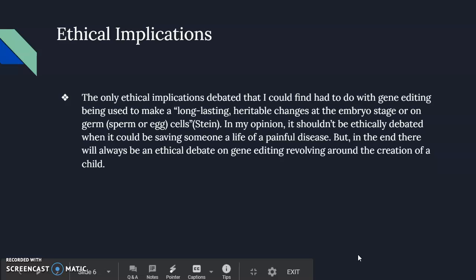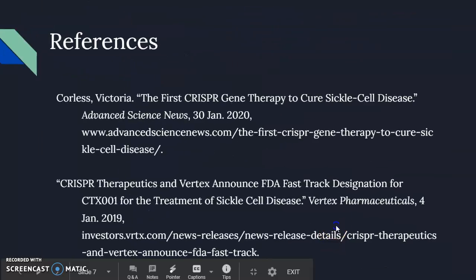Some of the only ethical implication debated that I could find had to do with gene editing being used to make a long-lasting heritable change at the embryo stage or on germ cells. But in my opinion, it shouldn't be ethically debated just for the fact that it's curing someone of a painful disease. But in the end, there will always be an ethical debate on gene editing revolving around the creation of a child.